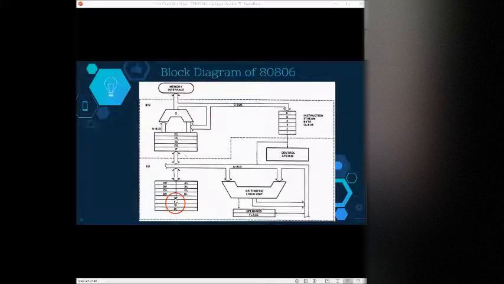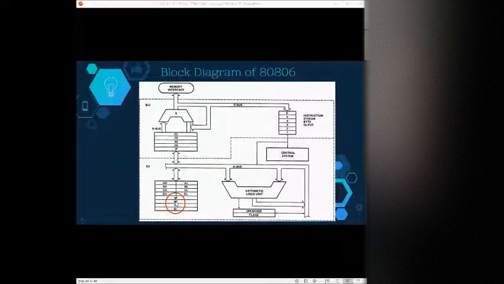So we'll start with the SP. What is SP? It is the stack pointer. Its function is to point at the current top value of the stack. It acts as an offset to the stack segment, or the SS. So SP is the offset of the SS, from here to here.